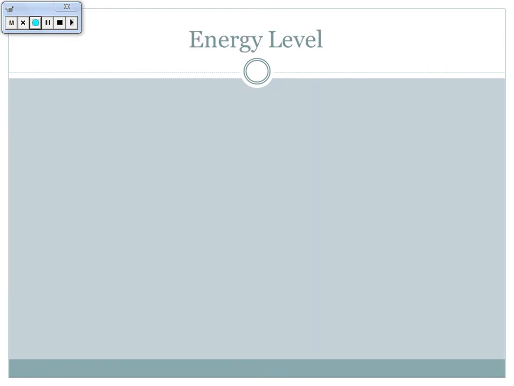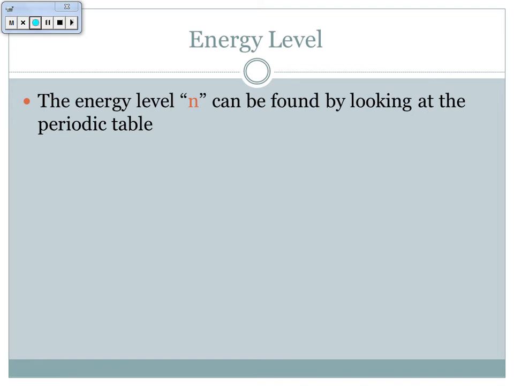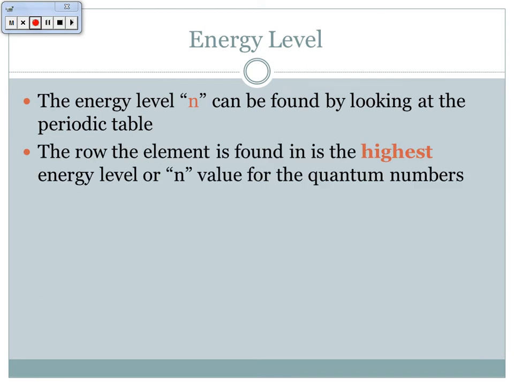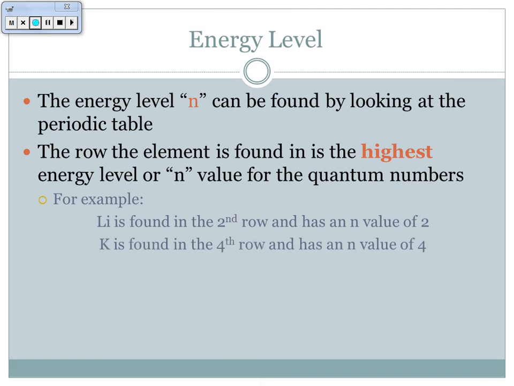So let's get a little more detail in on some of these quantum numbers. Energy level N can be found by looking at the periodic table, by looking at the different periods and what level your element is falling on. The row where the element is found is the highest energy level, or the highest N value. So don't forget that just because potassium, K, is in energy level 4, it had to go through energy levels 1, 2, and 3 in order to get to 4. So it has all of those electrons as well. Lithium is found in the 2nd row and has an N value of 2, but it also has 1. And potassium is found in the 4th row and has an N value of 4, but that doesn't discount the fact that it had to go through N equals 1, 2, and 3 before it could get to 4.